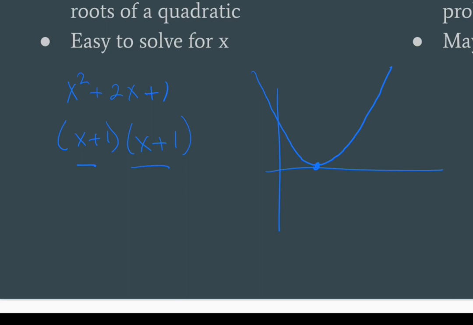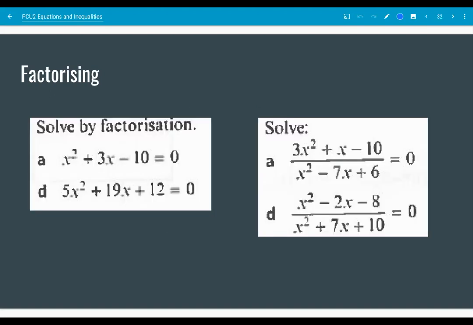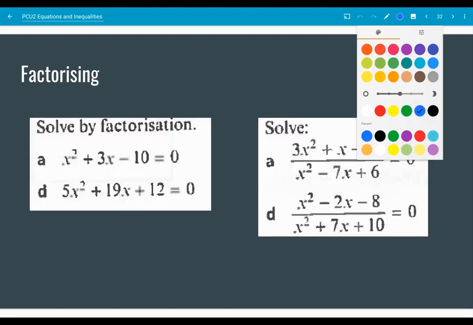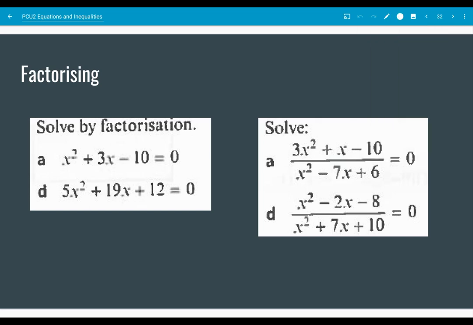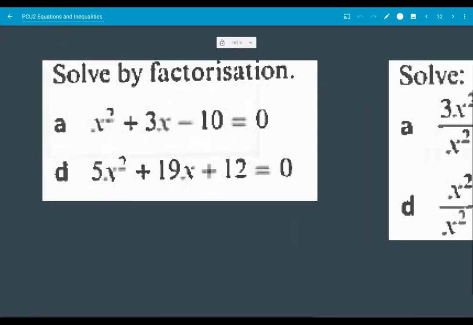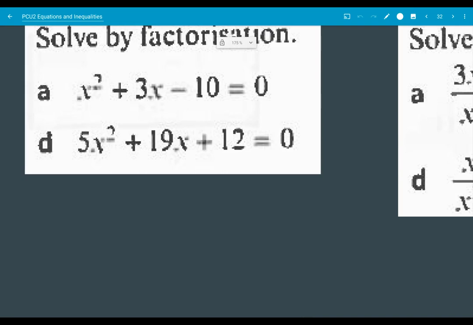It's great for simple problems, but as they start to get complex, factorizing gets a little harder and it gets to a point where it might not even be possible. So we have to use other methods. But before we get to those other methods, let's take a look at some examples here. So I will do A for both of these, and then we can do D in class.